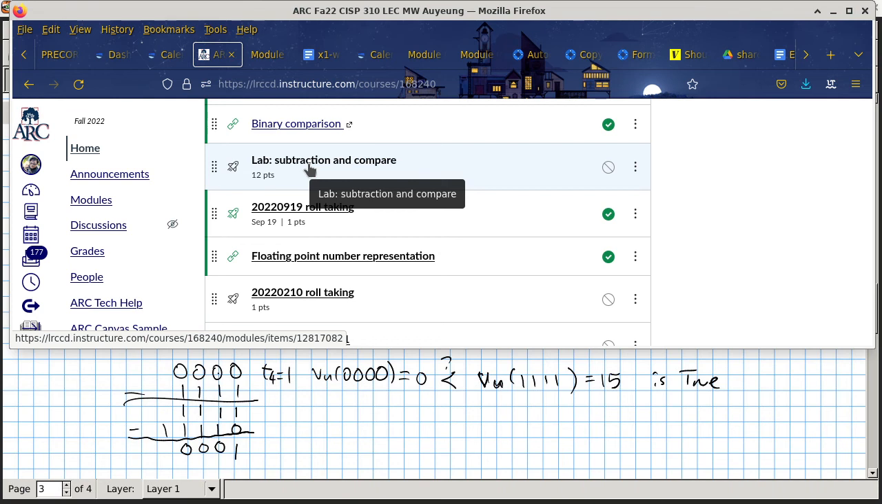So when you guys are all done with this, I will continue with how to figure out whether the first number is less than the second number from a signed integers perspective. All right. Does anyone need more time for roll taking? Nope. Okay. Then we shall continue.